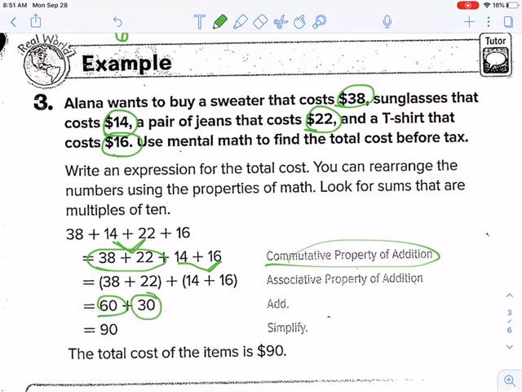Now, the associative property of addition also plays in here because we group the 38 and the 22 to add together, and we group the 14 and the 16 together. So this is just basically helping you prove why you're doing each step. Why can you move addition problems all around? Well, because of the commutative property. Why can you group certain numbers together in an addition problem? Well, because of the associative property.